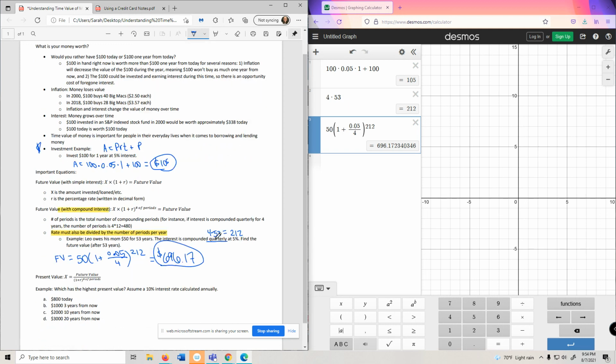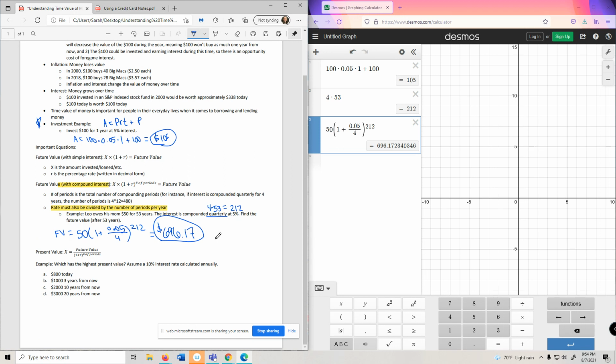Last small concept here we're going to talk about is present value. So the equation we're going to use is right here, very similar. And just like when we were dealing with future value, your rate here needs to be divided by the number of periods per year.